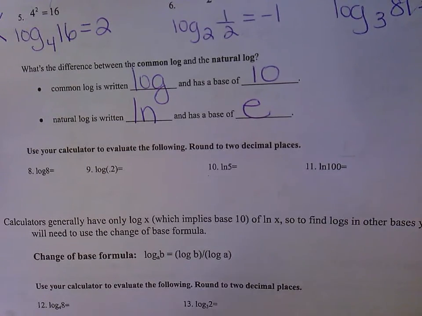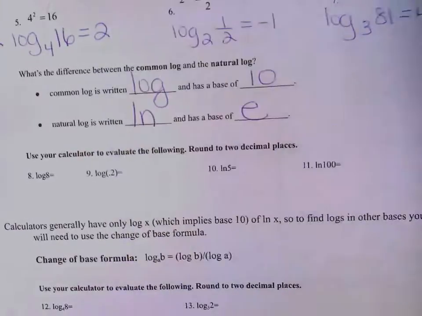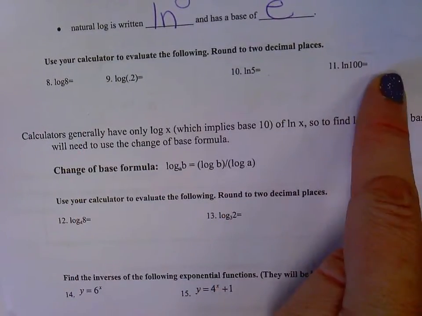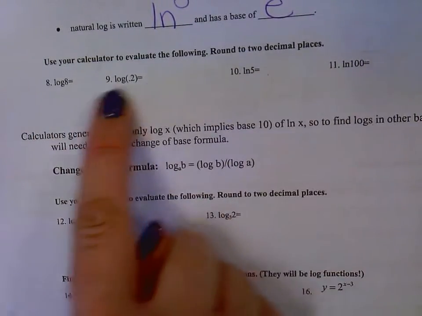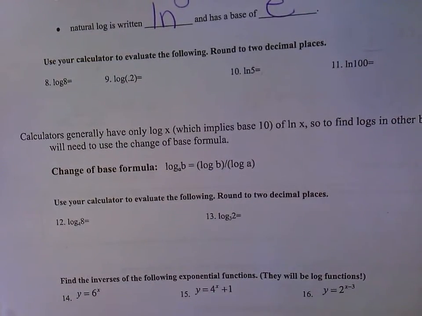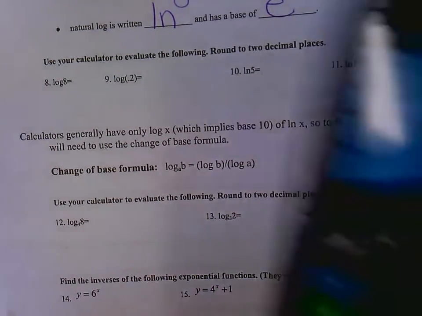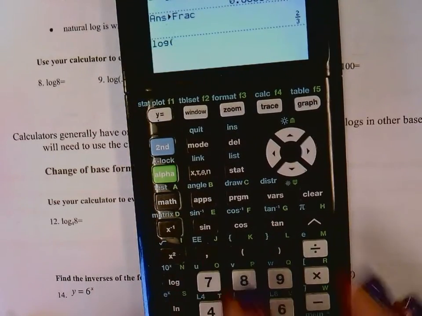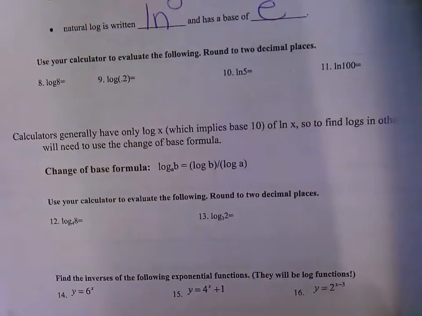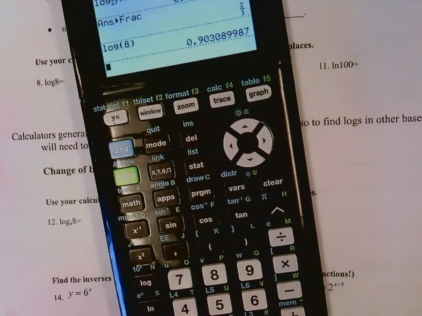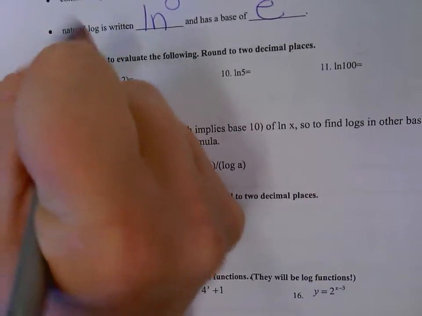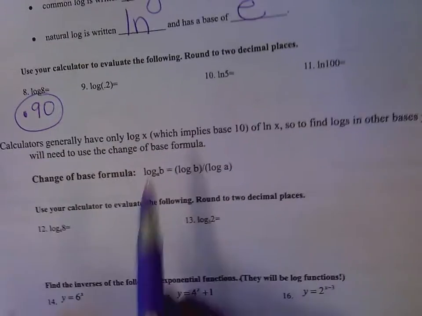So on your calculator, I'm going to have you evaluate number 8, 9, 10, and 11 using those keys that are on the home screen. You don't need to do the change of base. So evaluate, like for example, if I do the log of 8 on my home screen, I get 0.90 to 2 decimal places. So 0.90 is the correct answer for number 8. So round it to 2 decimal places. Try 9, 10, and 11.